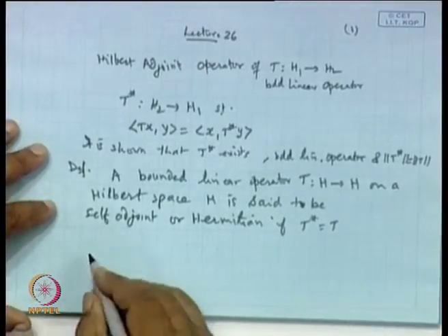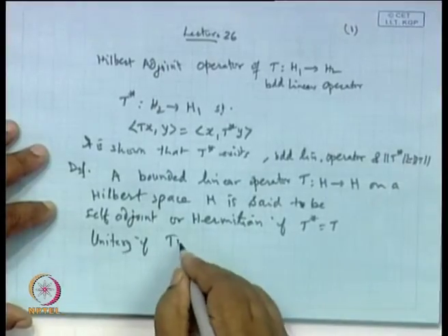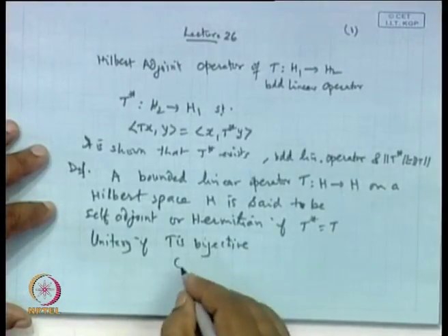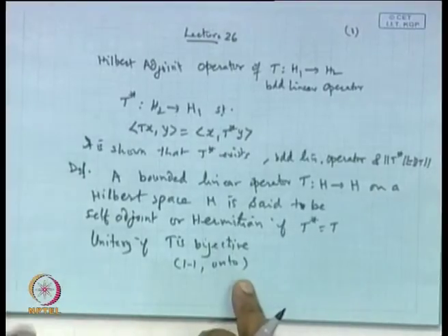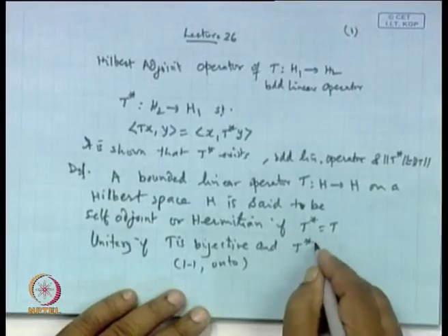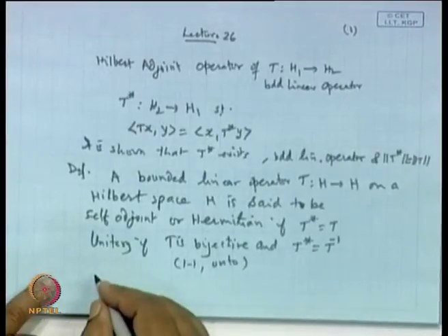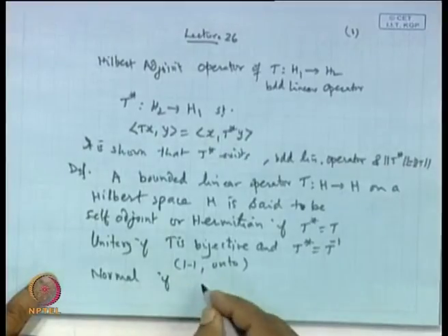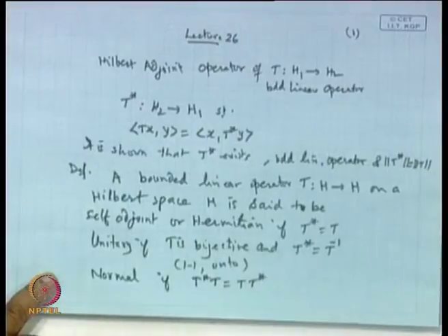Then the operator T is said to be unitary if T is bijective. Bijective means it is one-one and onto, so injective and surjective both. So, bijective and T star should coincide with T inverse. Then it is said to be normal if T star T coincides with T T star.